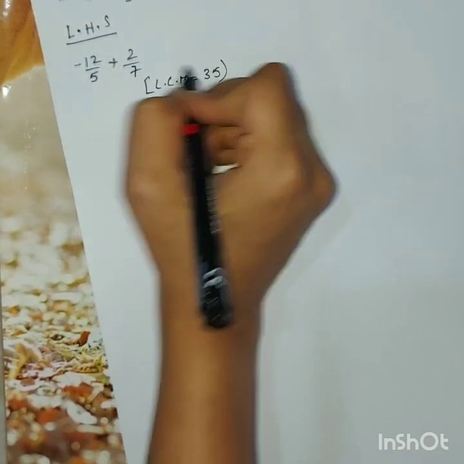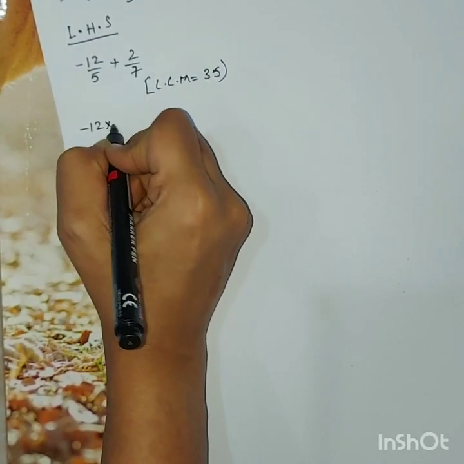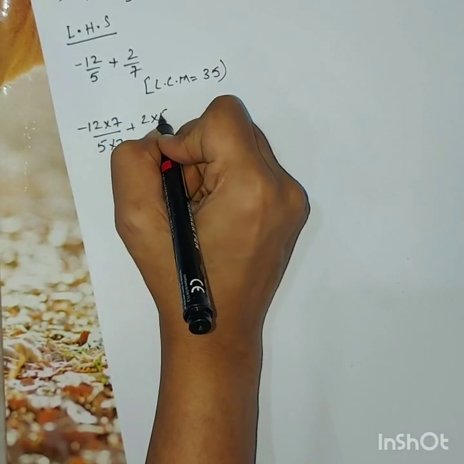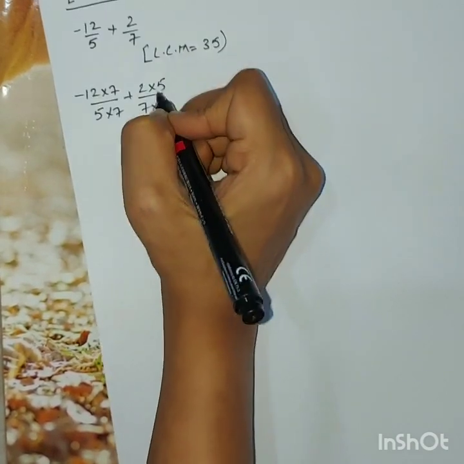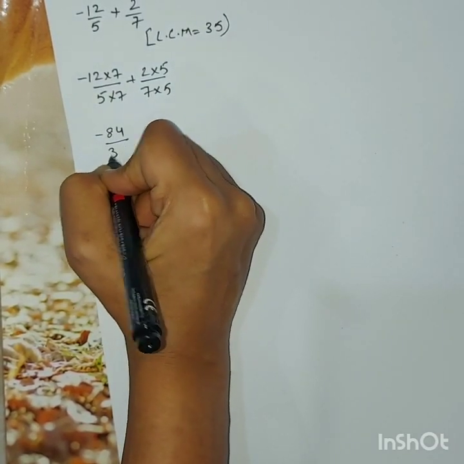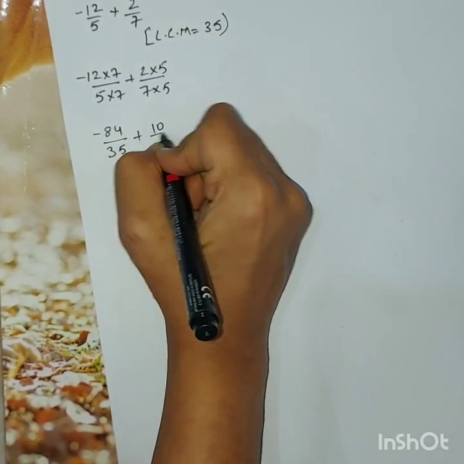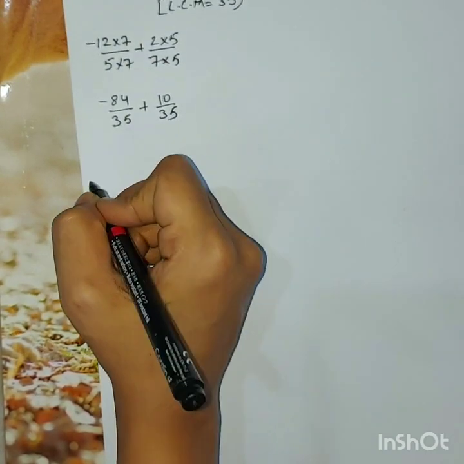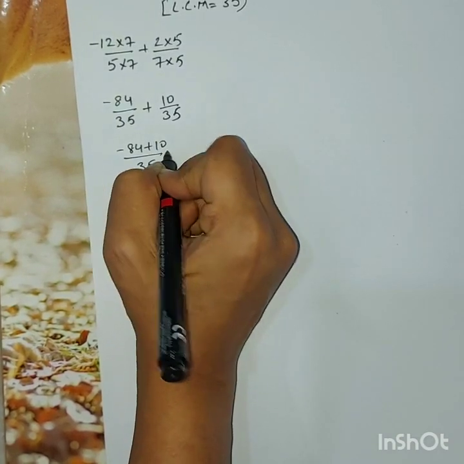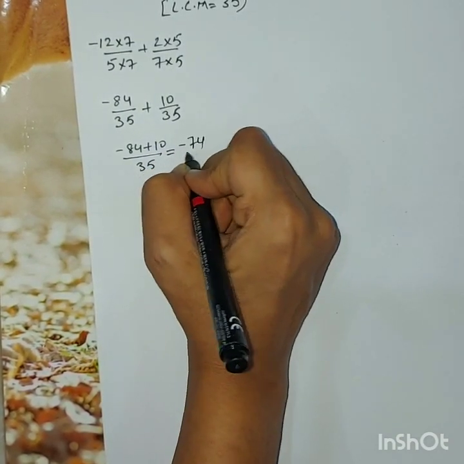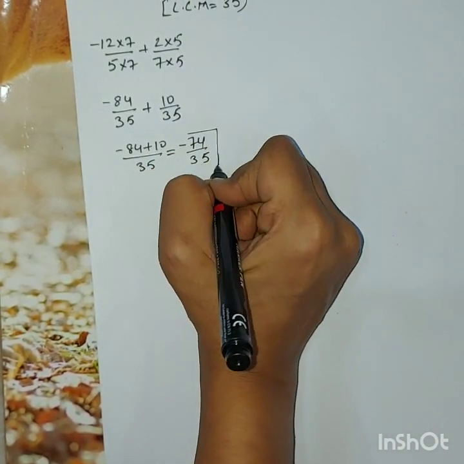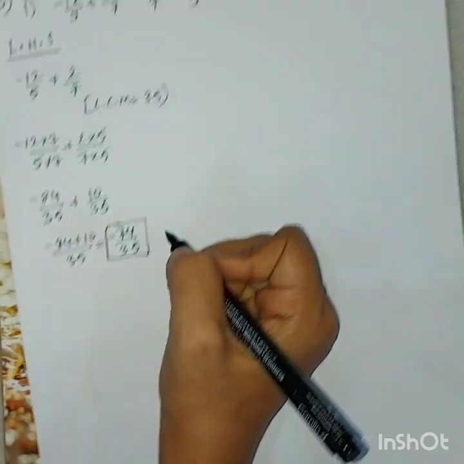So minus 12 into 7 upon 5 into 7 plus 2 into 5 upon 7 into 5. So minus 84 upon 35 plus 10 upon 35. Now the denominators have become common. So minus 84 plus 10 upon 35 equals minus 74 upon 35. So LHS I have got minus 74 upon 35.